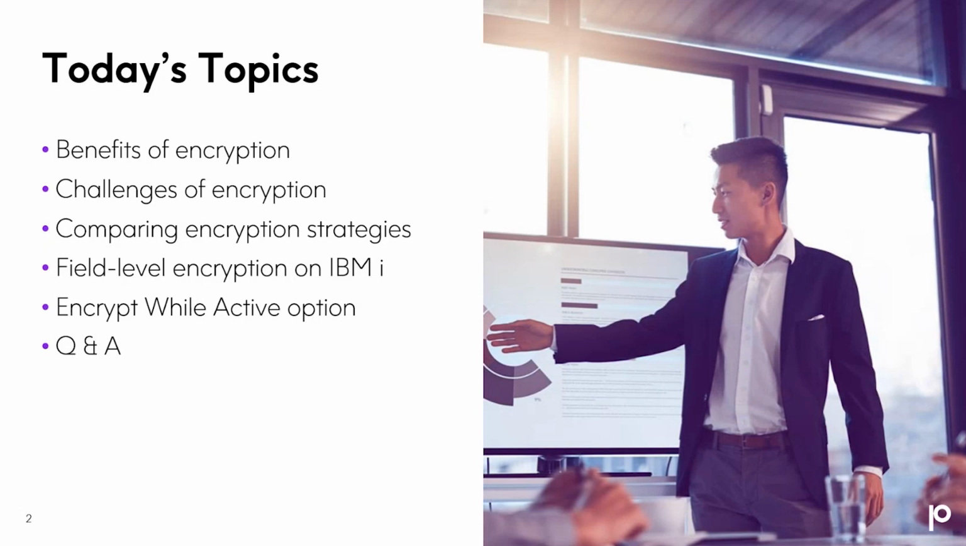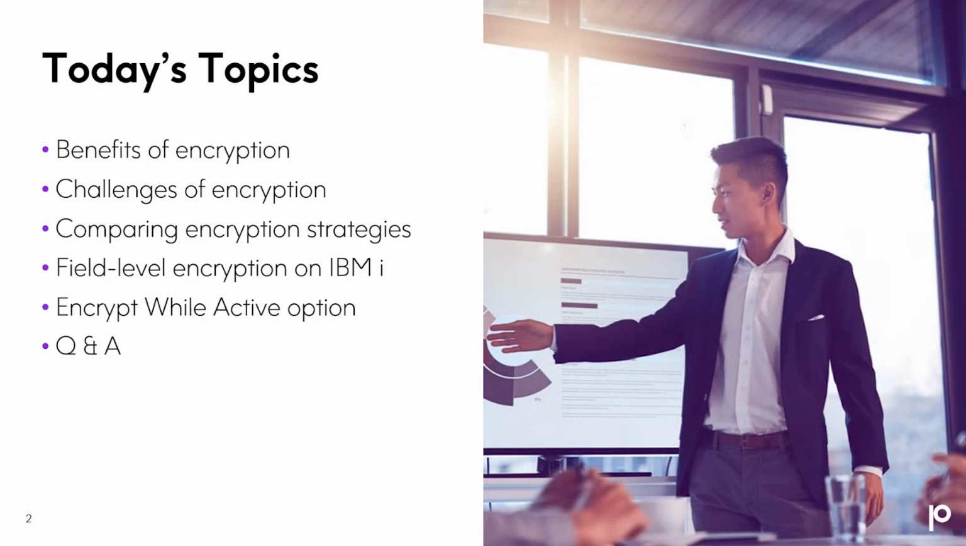And then I'm going to hand it off to Bill, and he's going to spend a little time talking about different strategies to use for encryption, focusing a little bit on the field level encryption capability of IBM, and that's a unique capability IBM has. And then we want to close it off with what we call our Encrypt While Active option, a real slick solution for people that need to encrypt their data but are worried about the downtime or the impact it might have on their environment.